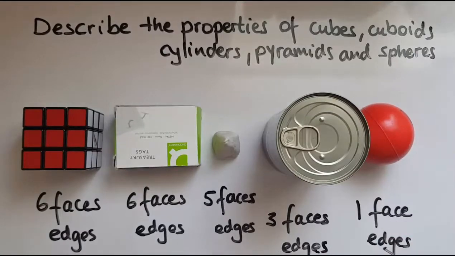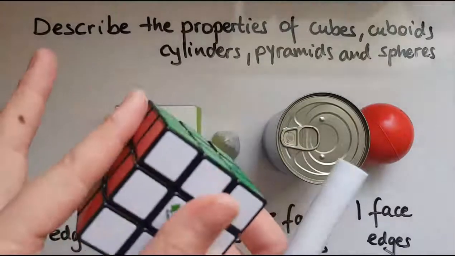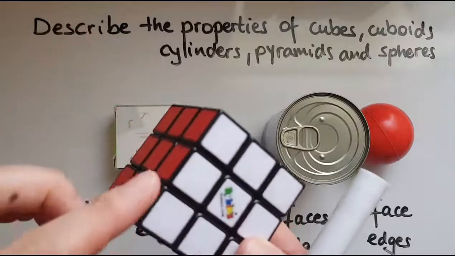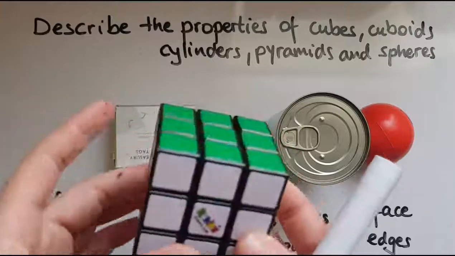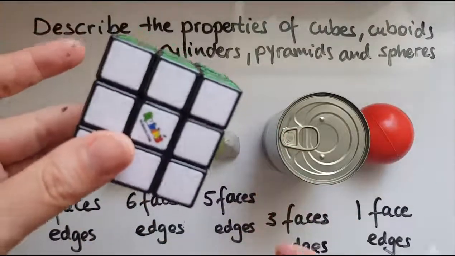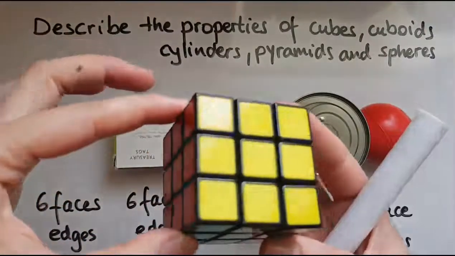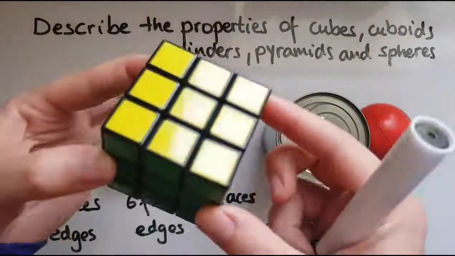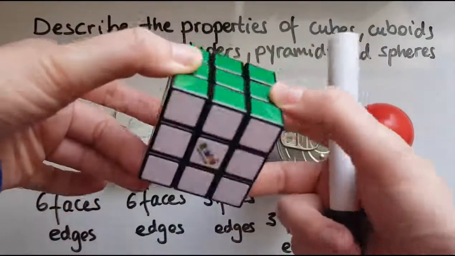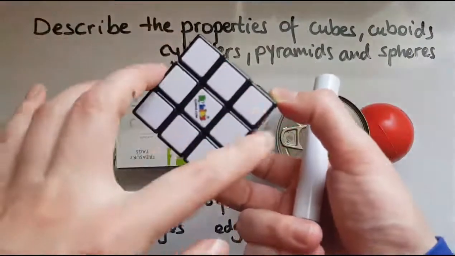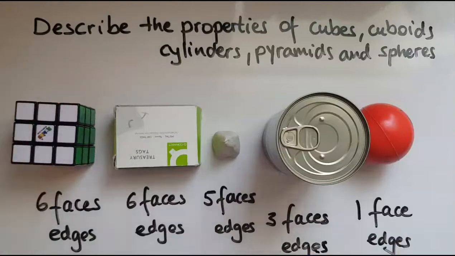Edges, what are the edges? Edges are where the 2 faces meet together. So this is the edge, this is the edge, and so on. How many edges does a cube have? We have 1, 2, 3, 4, 5, 6, 7, 8, 9, 10, 11, 12. So there are 12 edges.